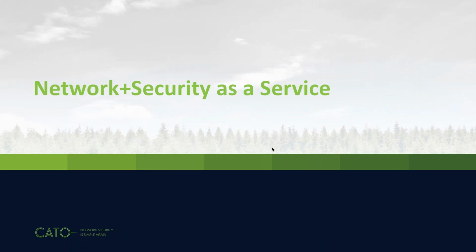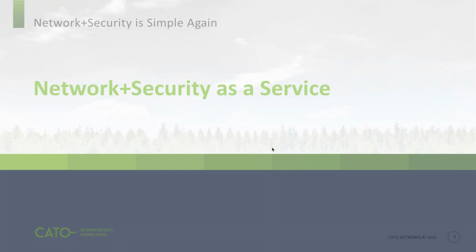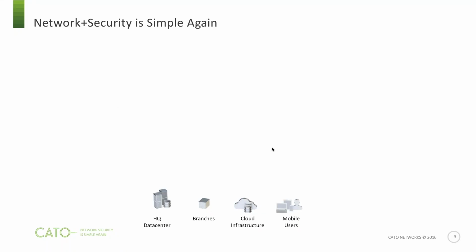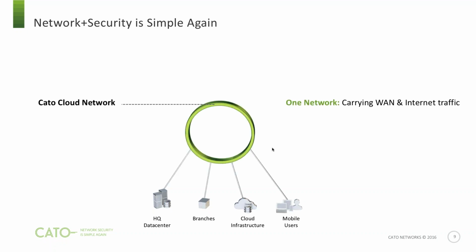So this is where I'm going to describe how network plus security as a service, which is what Cato is offering, is going after these issues in a single platform. How do we do it? Basically, in order to fix this problem, we believe that we have to first fix the network topology challenges associated with the different elements, and only then can we address the security challenges. So first, we connect all the different network elements, the headquarters, the data centers, the branches, the cloud infrastructure, the mobile users, into a simple, single network in the cloud.